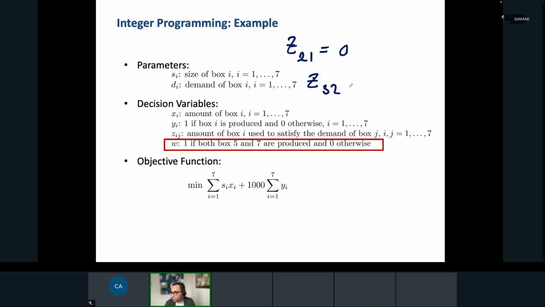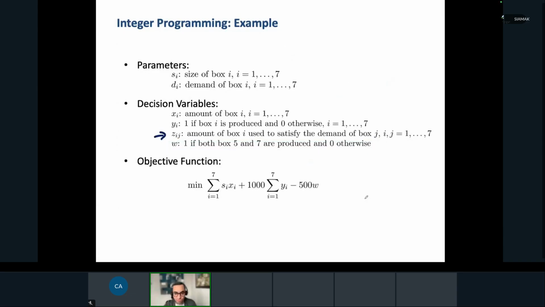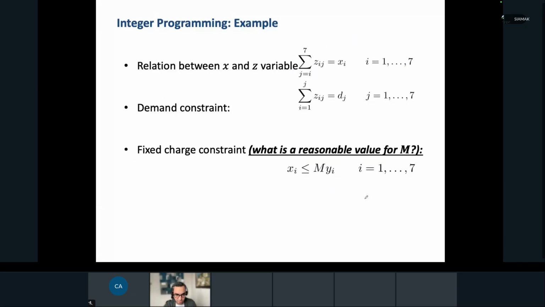Z3,2 and Z3,1 are also equal to 0. You can't use 3 to satisfy demand of 2 or 1. It goes on till the last one, 7. You can't use 7 for 7,6, 7,5. It goes on till 7,1 are equal to 0. You can't use box 1 to satisfy demand of 2, 3, 4, 5, 6, and 7.